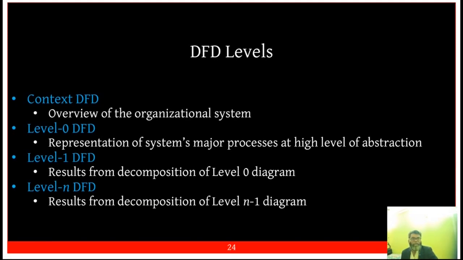DFD levels. Context DFD: overview of the organizational system. Level 0 DFD: representation of the system's major processes at a high level of abstraction. Level 1 results from decomposition of the level 0 diagram, and so on. Level n results from decomposition of the level n minus 1 diagram.